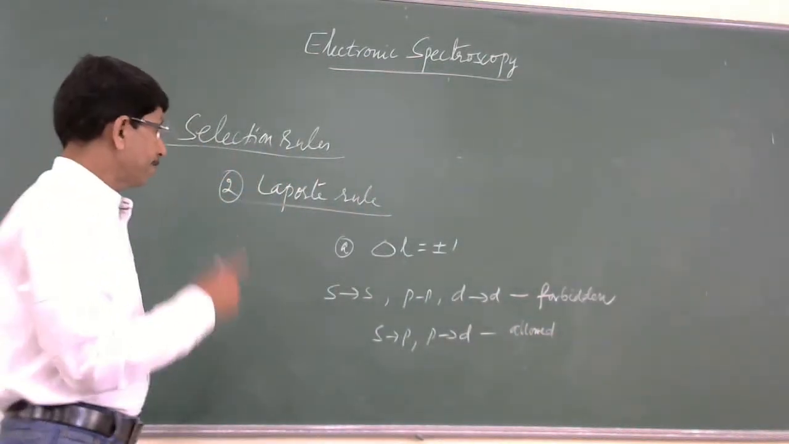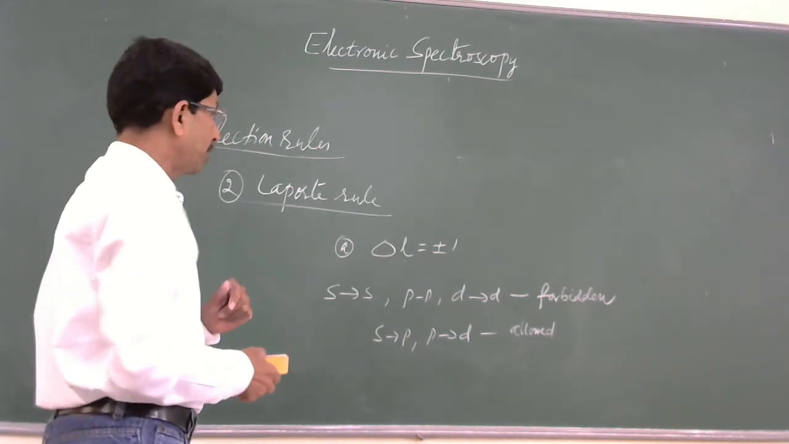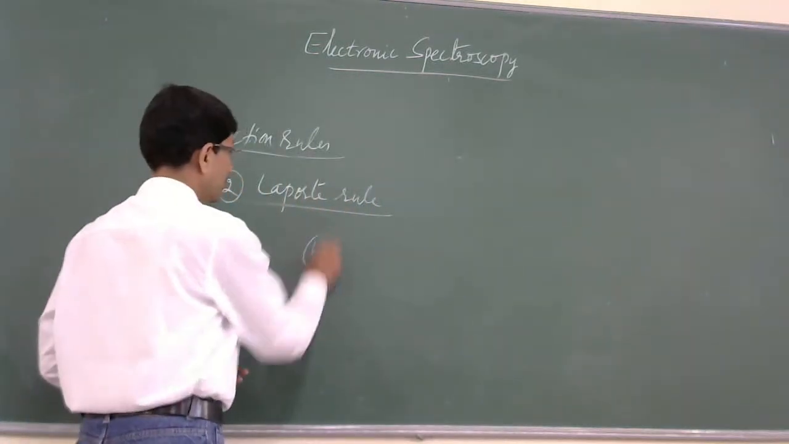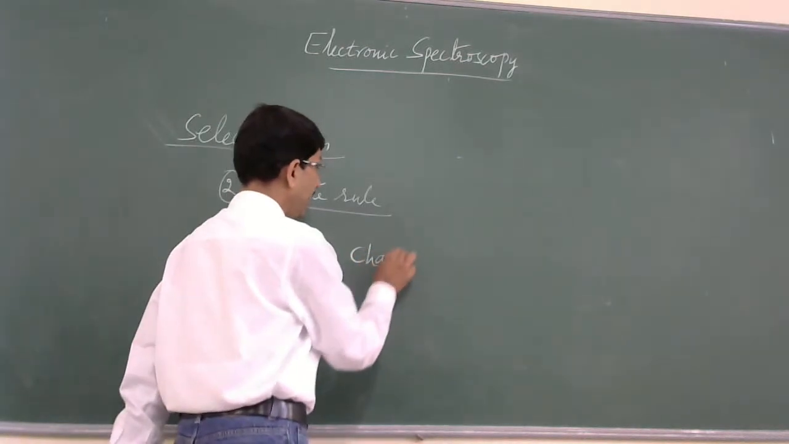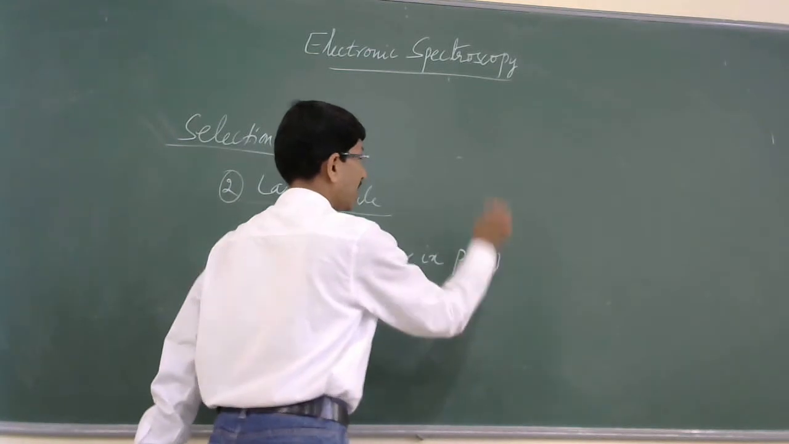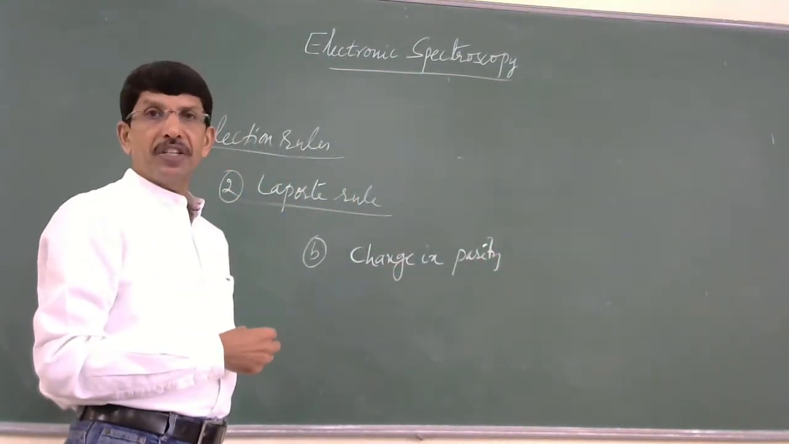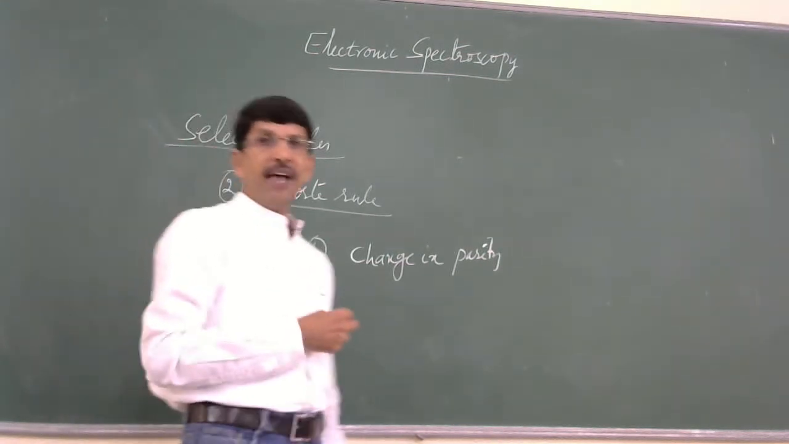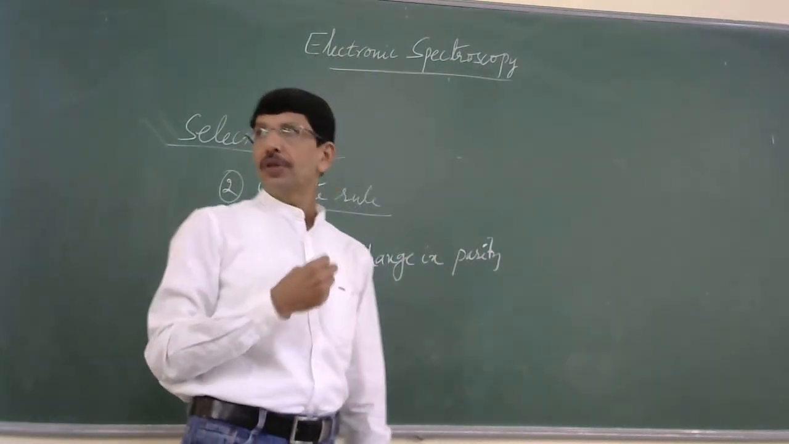So this is a sub-rule under Laporte: delta L should be equal to plus or minus 1. The second rule is that only such transitions are possible which are accompanied by a change in parity. What is this parity? You will understand. So the second rule is the change in parity. This rule is applicable for molecules having a center of symmetry, which we call centrosymmetric molecules.